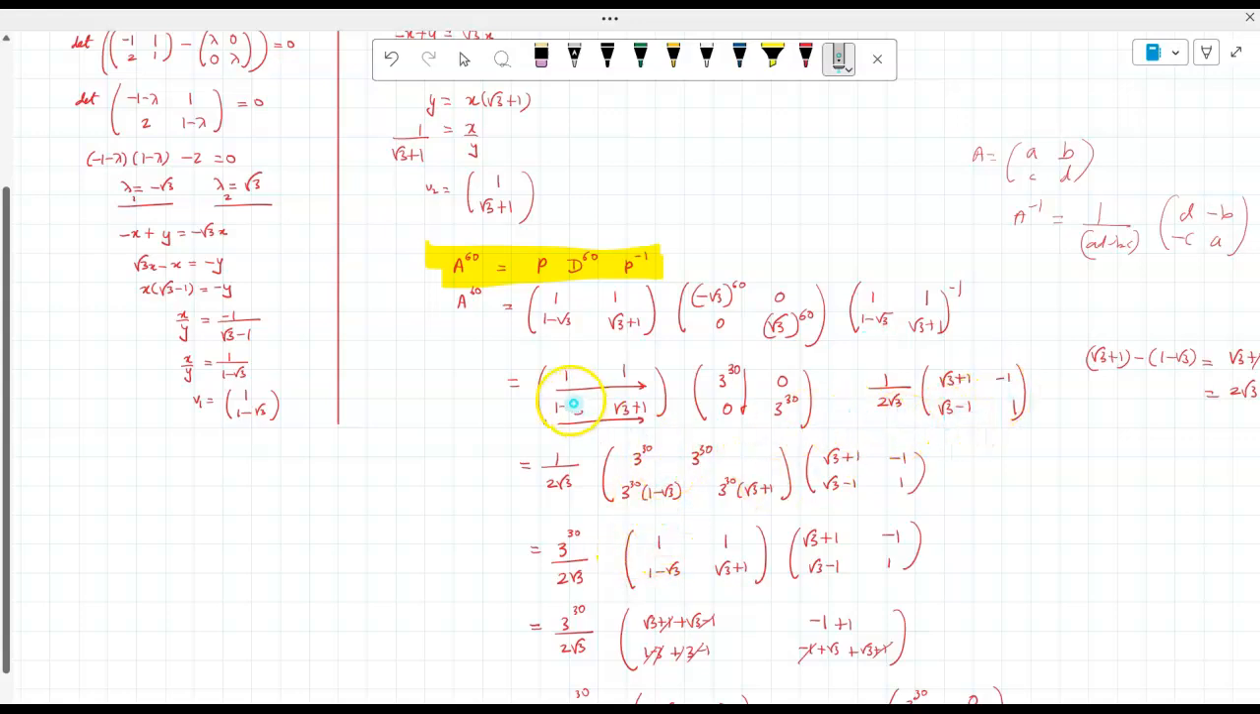Now you multiply this with this, you get this out. Now this one, what will you do? You can take 3 raised to 30 common, with each of them having 3 raised to 30. Take that out of it. And now you can use calculator to multiply this.